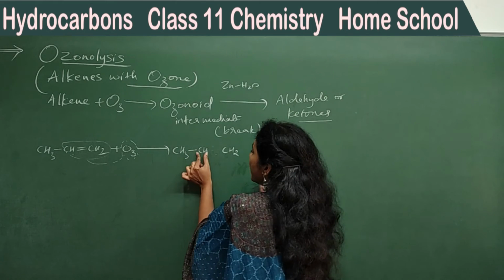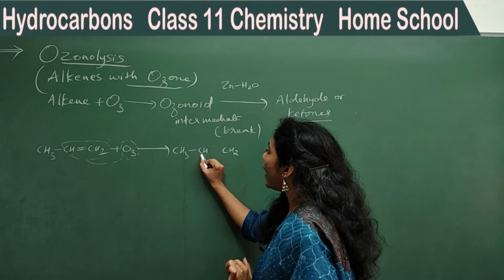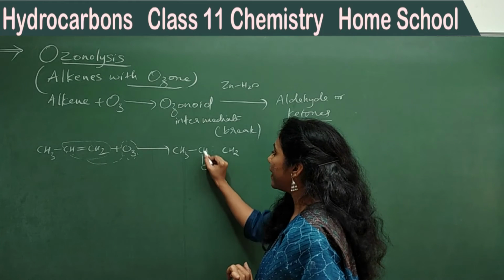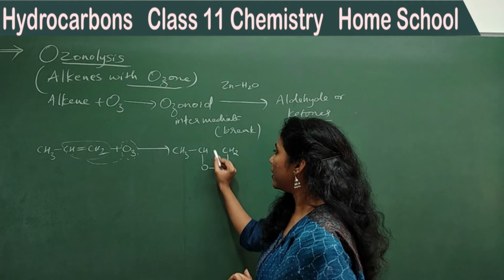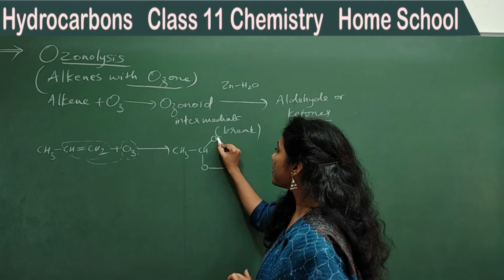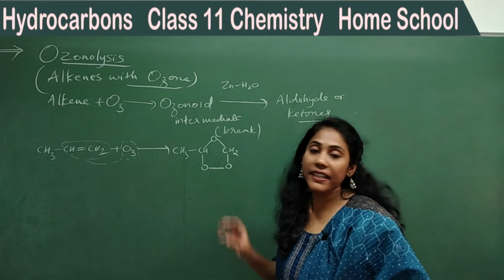So this is CH and this is CH2, right? Fine. Now you see how the three oxygens are added. One oxygen here, the other oxygen here, and there is a connection. And the third oxygen somewhere like this. So this is what we call the ozonoid intermediate.